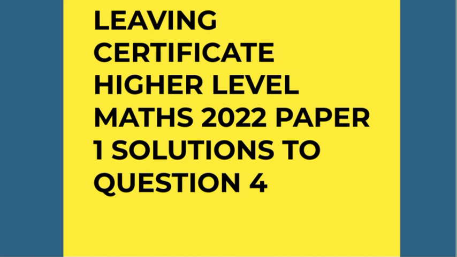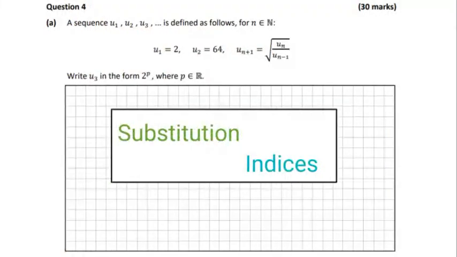We're continuing on the 2022 Leaving Cert Higher Level Maths Paper 1. We're on to question 4 now, which involves indices and quadratic equations. Alright, so the first part is a formula, and you can see that we have u_n over u_(n-1) within a square root.